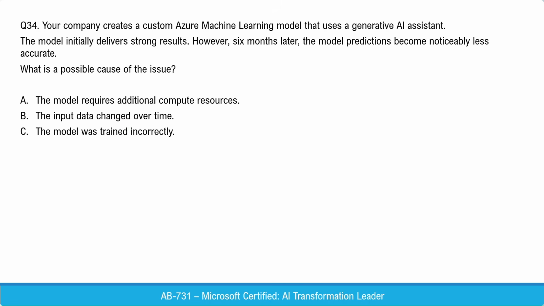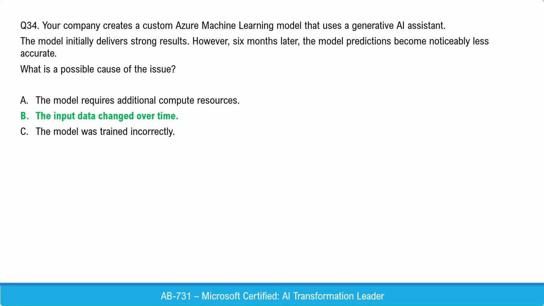Next question. Your company creates a custom Azure machine learning model that uses a generative AI assistant. The model initially delivers strong results. However, 6 months later, the model predictions become noticeably less accurate. What is the possible cause of the solution? Your options are: the model requires additional compute resources, the input data changed over time, or the model was trained incorrectly. And the correct answer is option B, the input data changed over time.